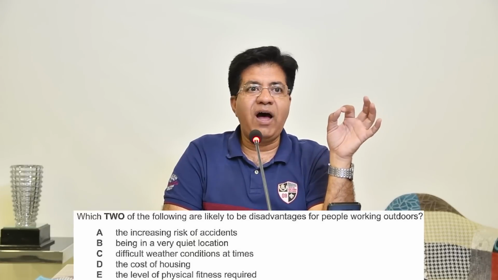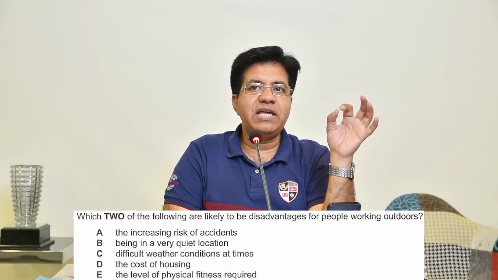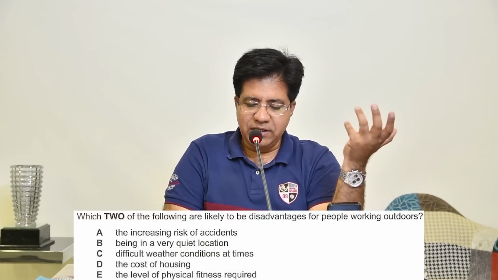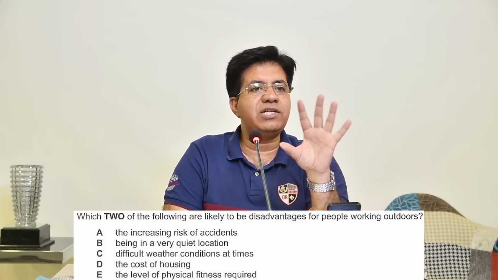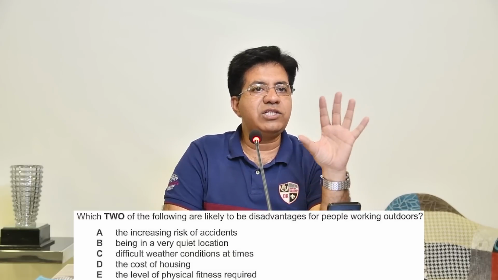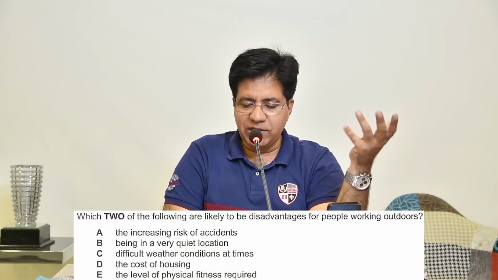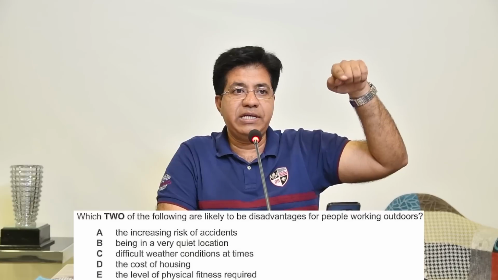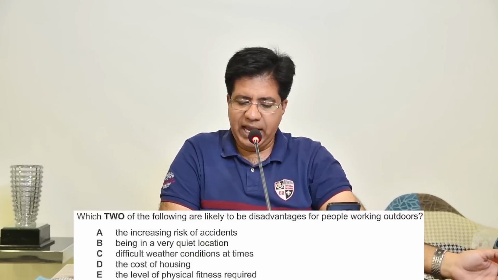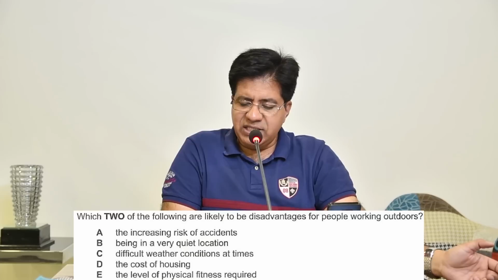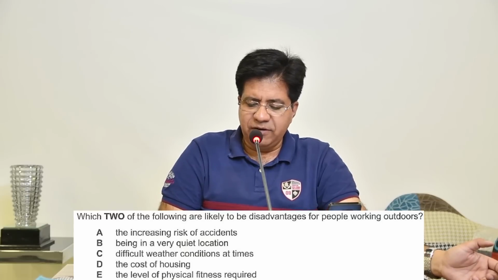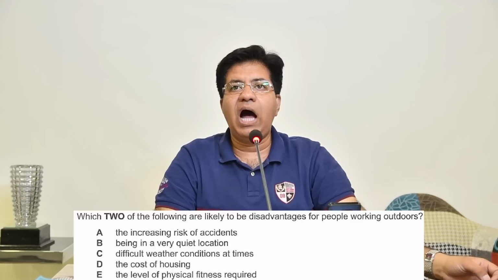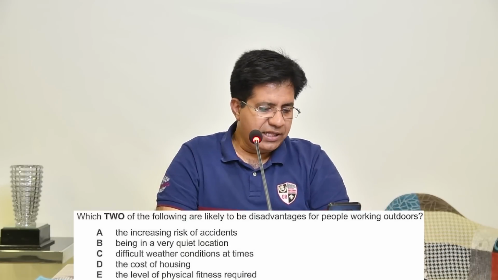Option D, cost of housing. Now, if they say we provide accommodation, then D is not the right answer. Difficult weather conditions. If they say the weather conditions are very good, they are fine, then it's not the right answer. So the wrong answers will be spoken negatively and oppositely, as they use the word although and all that. Level of physical fitness required. So just underline physical fitness required. So, disadvantages of people working outdoors, two disadvantages. I play the audio.